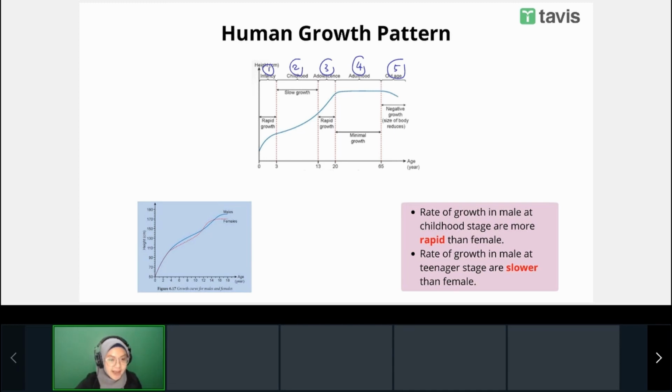You can see at the infancy stage, the height is fixed once we are 20. Yes, the height is fixed once we are 20. It can increase, but not a lot, plus minus 1 or 2 cm. Okay, clear? Now, let's go to the differences between the male and the female growth graph.